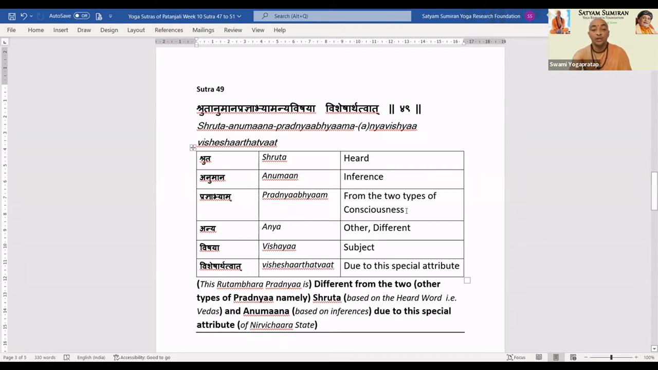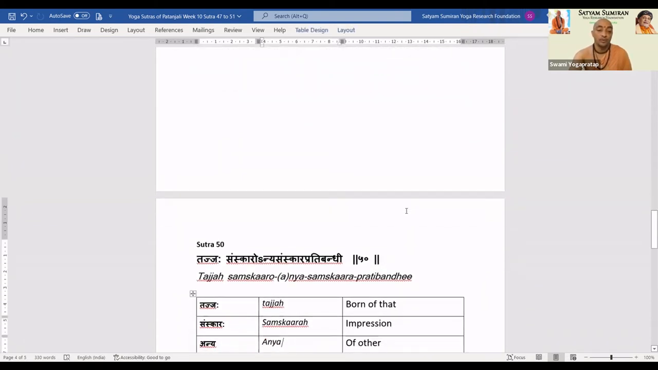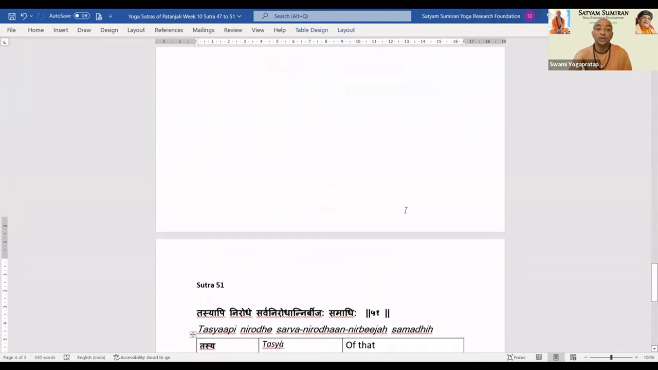But at this point, there is something which is beyond this that starts coming in. This Rutambhara Pradnya is different from the other two, Shruta Pradnya and Anumana Pradnya. Rutambhara Pradnya is different. And the difference is because of the state of mind, which has gone almost close to transcending everything, reaching the Nirvichar state. What happens in that situation?